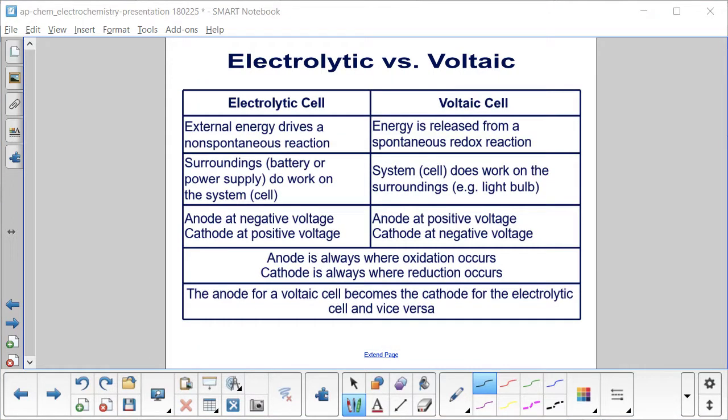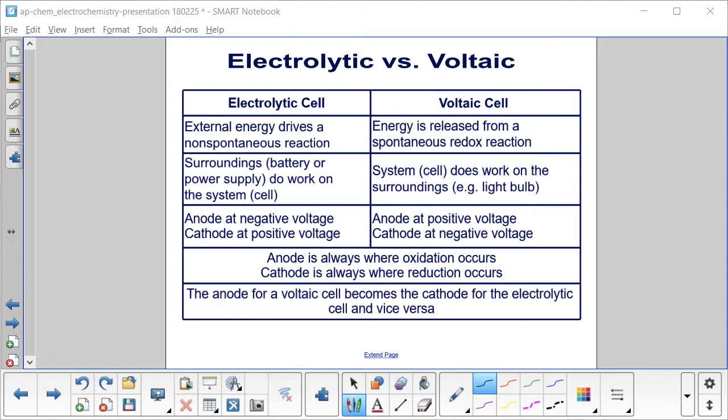Okay, some comparisons and some contrasting between the two types of cells. In the electrolytic cell, external energy drives a non-spontaneous reaction. So we need energy from an outside source. Whereas in a voltaic cell, the energy is released from a spontaneous redox reaction. In that case, the system then would do work on the surroundings as that energy is released. Whereas in the electrolytic cell, the surroundings have to provide that energy or do work on the system.